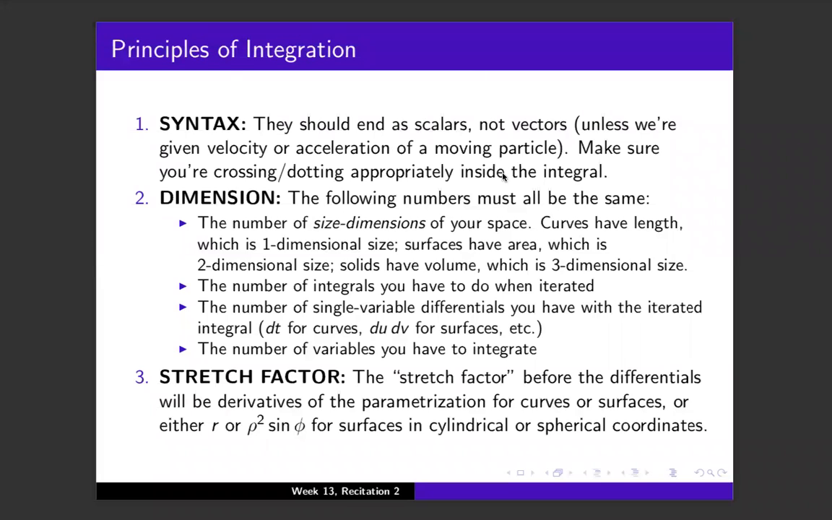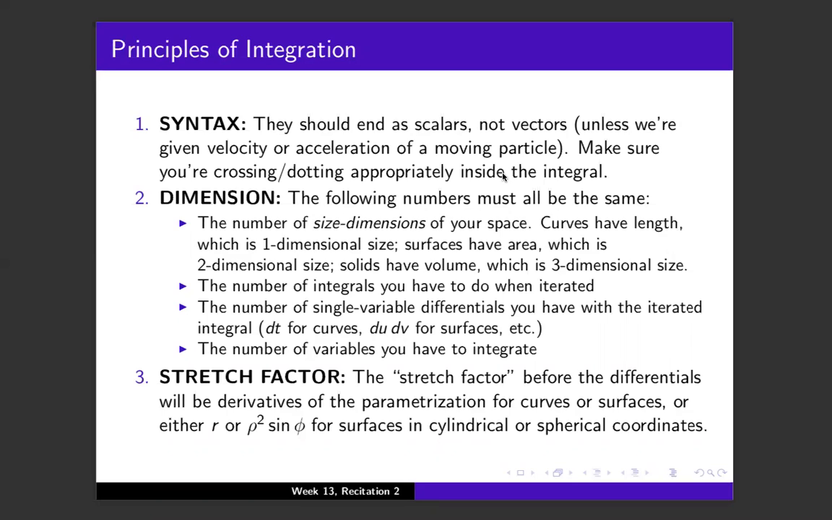Also, you've got a bit of a concern about dimension. When I say dimension, I mean the dimension of the underlying region or surface or curve that you're integrating over. What I refer to as the size dimension is the number of dimensions that your integration domain feels like. For example, curves have length, which is a one-dimensional size. Surfaces have area, which is a two-dimensional size, and solids have volume, which is three-dimensional.